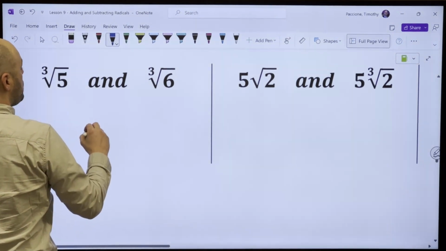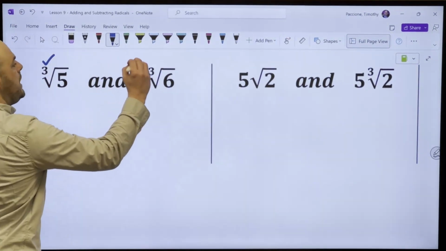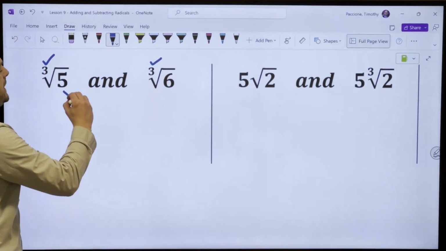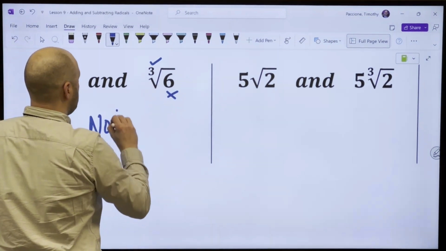I hear both. What are the two things we need? Same root. Okay, that's good. Same radicand. That's not the same, right? 5 and 6 are different, so these are not like terms.